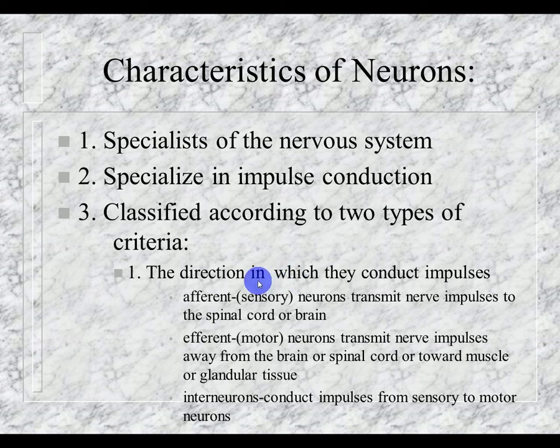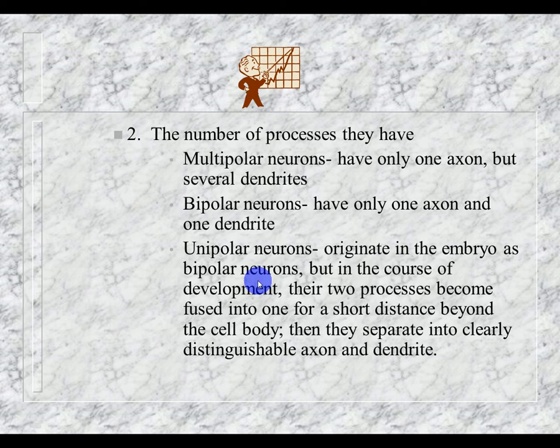The second criteria is the number of processes they have. You can have multipolar, bipolar, and unipolar neurons. The multipolar neurons have only one axon and several dendrites. There's a typical picture of a neuron on page 906 of your MedSearch book, figure 43-1. I also have given you a blank neuron to label with the pediatric neurological disorders, and here is a cheat sheet if you needed it. You can go by that, and we'll go over each one of these processes.